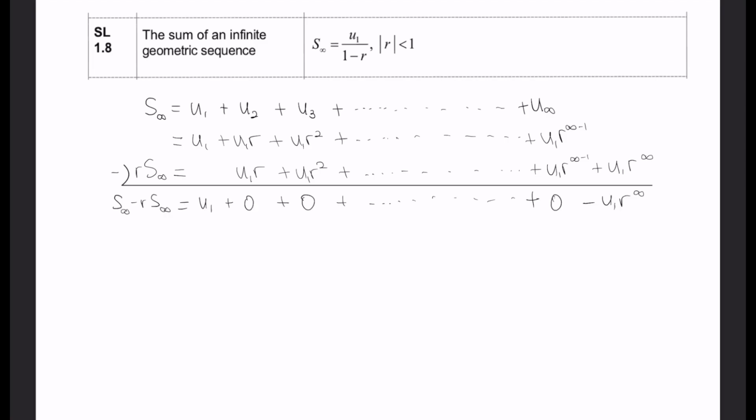Again, all the terms will cancel out except for the first and last term, leaving us with s infinity minus r s infinity equals u1 minus u1 r to the power of infinity. Now, as you may have noticed, there is a condition on the formula that the absolute value of r is less than 1. So each time a number is multiplied with r, the absolute value of the output decreases. In other words, if we theoretically raised r to the power of infinity, it would be equal to 0. So we get that s infinity minus r s infinity equals u1. And if we divide by 1 minus r on both sides, we get s infinity equals u1 over 1 minus r.